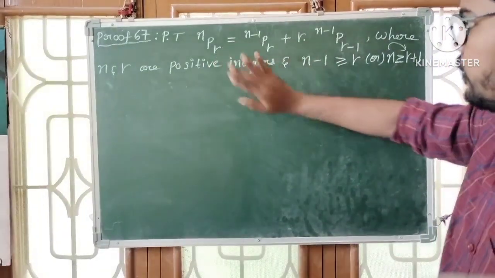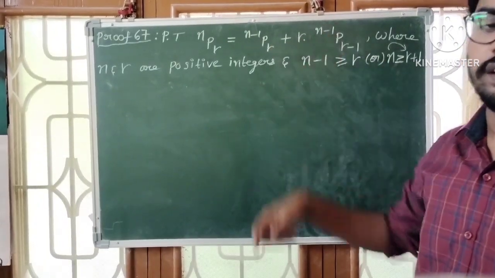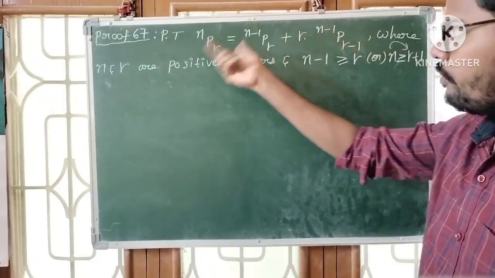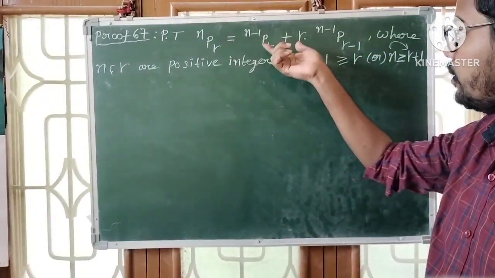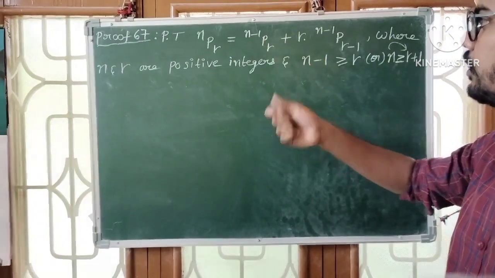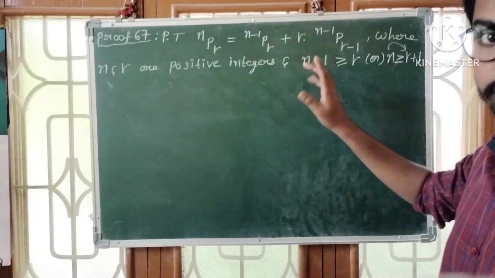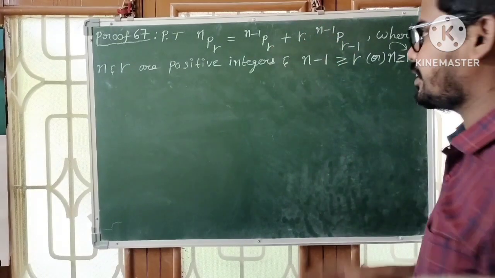So to prove this formula, I am going to consider RHS. Why RHS? Why not LHS? Why should we take RHS? Because of course we can consider LHS also, but solving this problem using RHS is very easy. It will take fewer steps. So that's why I'm going to consider RHS.